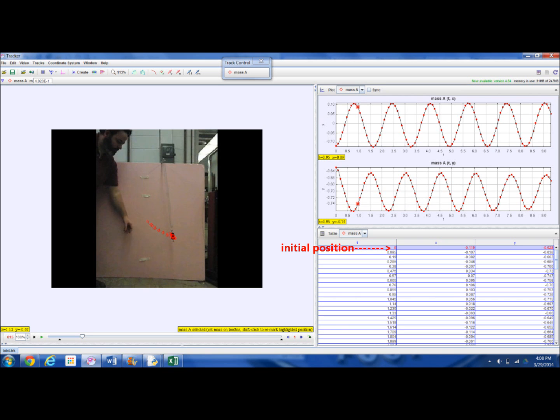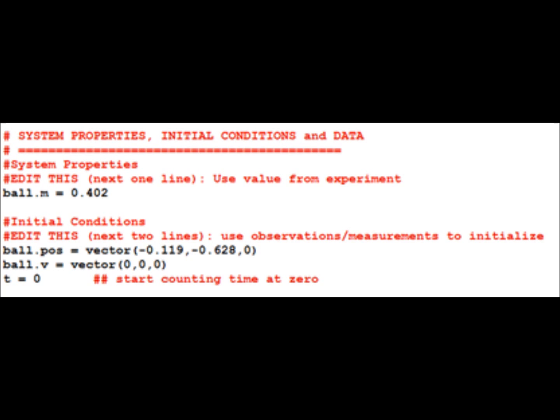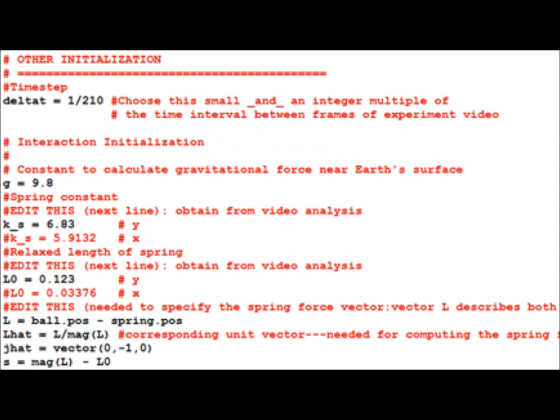From Tracker, we are also able to establish the initial position vector of the mass from the data. We must enter our calculated and our known values into the Python code as initializations. Known values include the object's mass, the fact that the initial velocity was 0, the time of observation started at 0, delta t is small compared to the duration of the motion, and Earth's gravitational constant.